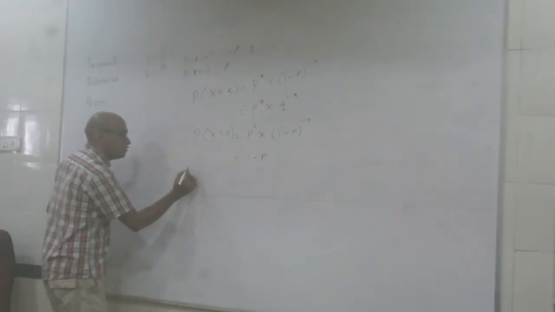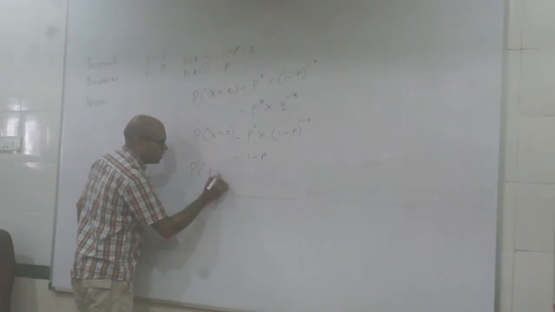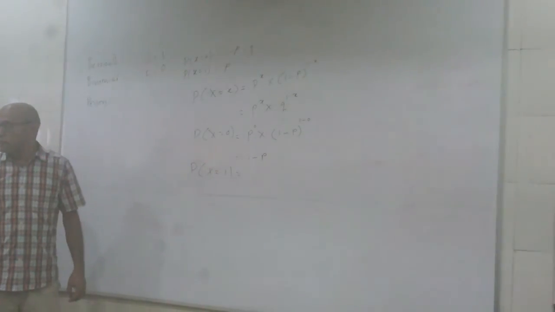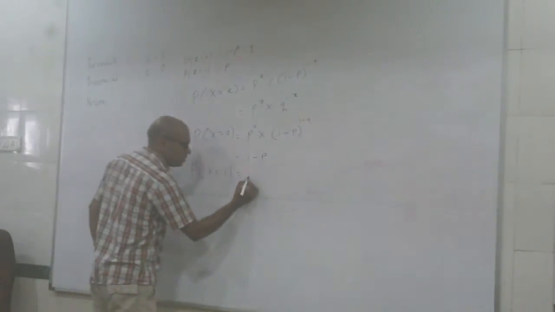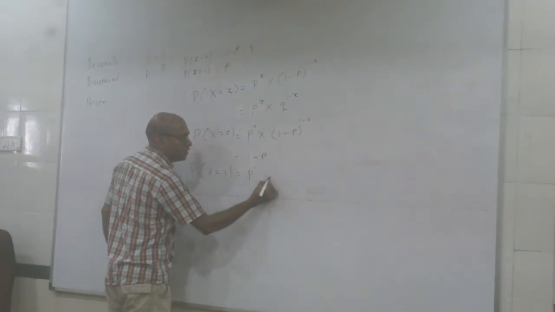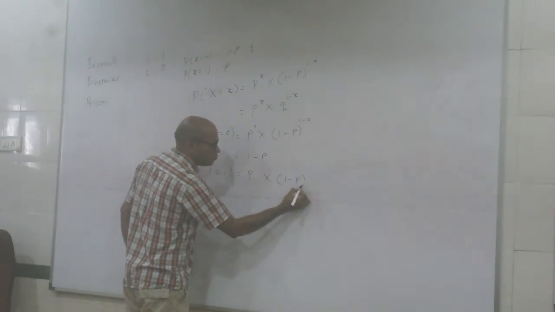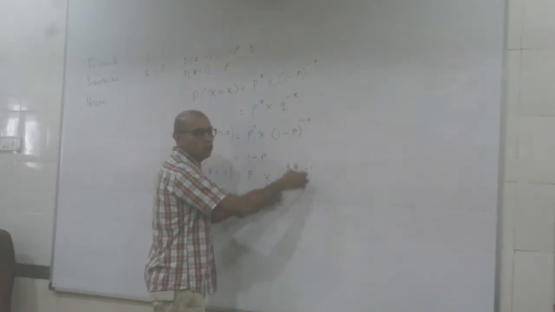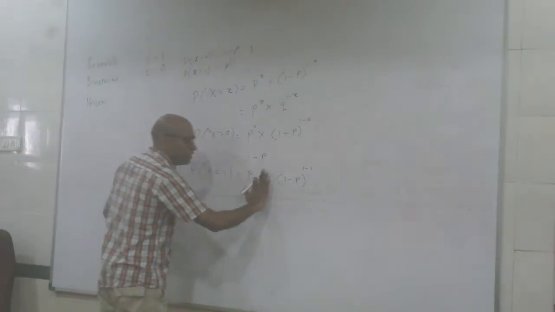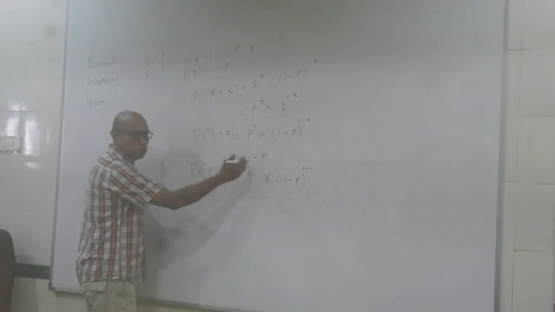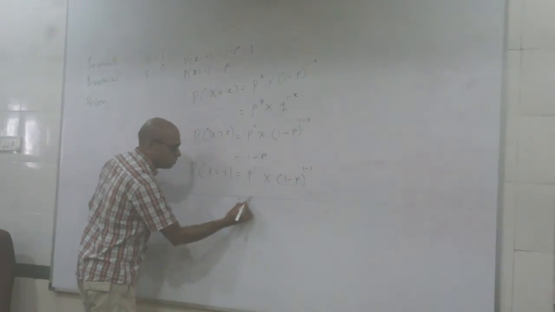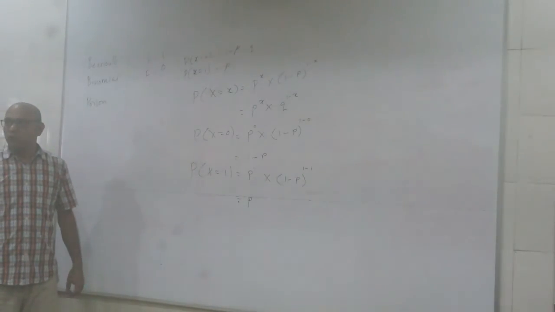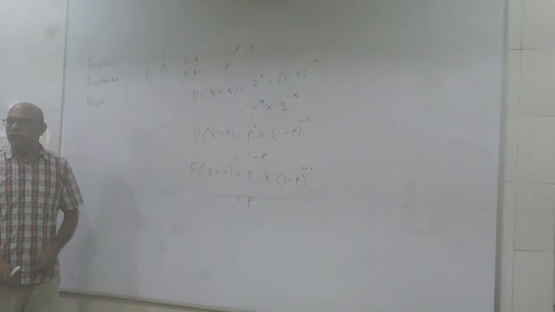So I now solve it for x equal to 1. The probability that x is equal to 1. Now p raised to 1 into 1 minus p raised to 1 minus 1. 1 minus 1 is 0. Anything raised to 0 is 1. So this quantity is 1. This is p raised to 1, which is p. Right? Have you got to know anything that you were not knowing?